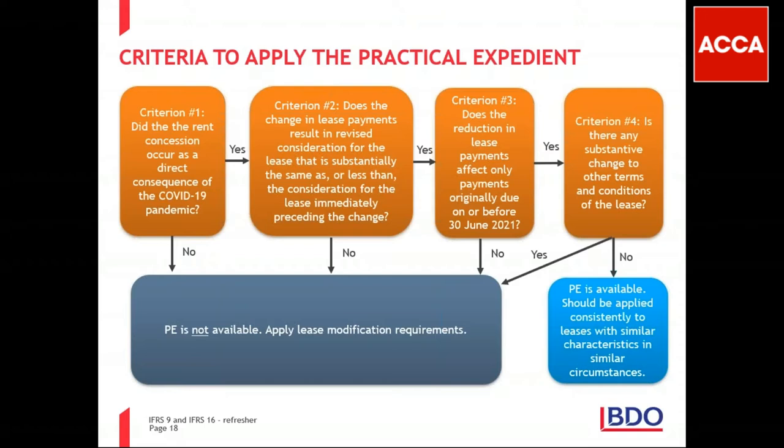The fourth criterion requires that the rent concession must not include any other substantive changes in the terms and conditions of the lease contract other than the changes that are permitted by the other three criteria of the practical expedient. The purpose of this criterion is to ensure that only the rent concessions directly related to COVID-19 qualify for the practical expedient and no other modifications are covered under the scope, which may also be negotiated around the same time. Now, if all these criteria are met, the lessee is eligible to apply the practical expedient to rent concession. And this practical expedient must be applied consistently to all leases that have similar characteristics. So the lessee cannot pick and choose.